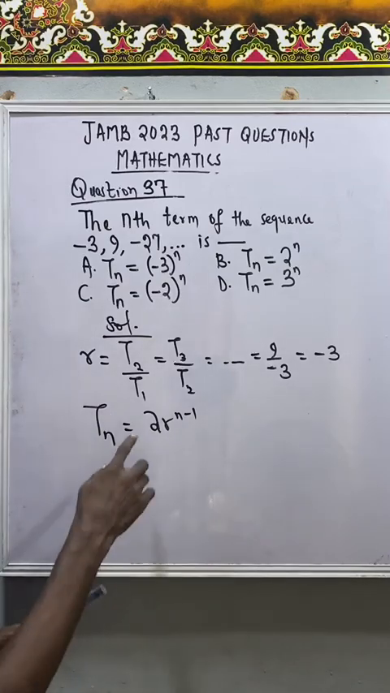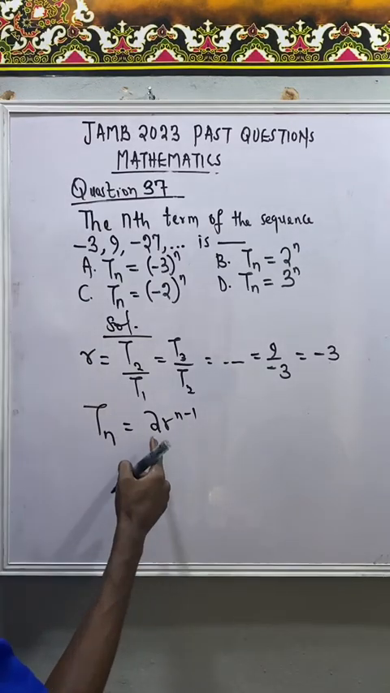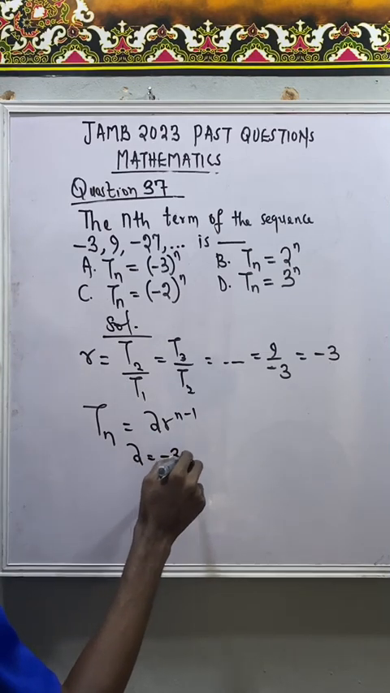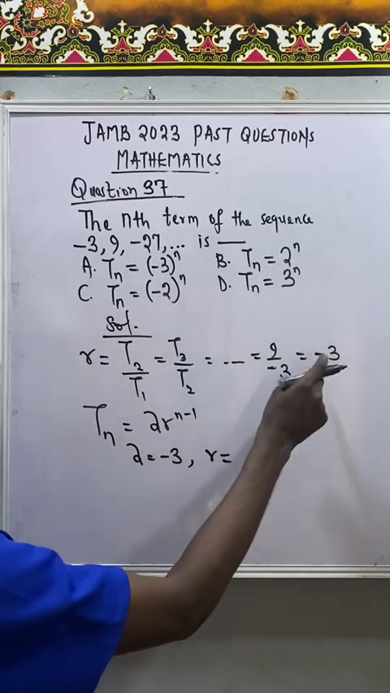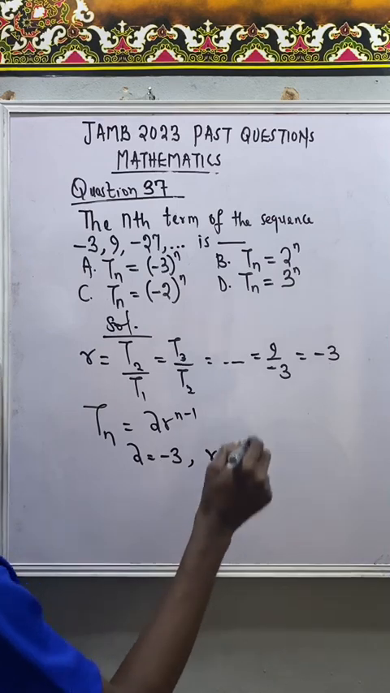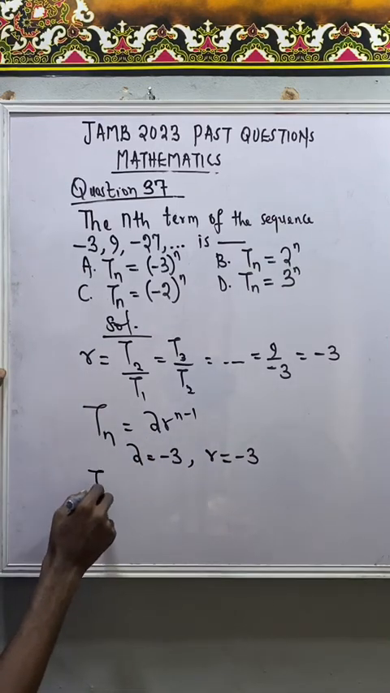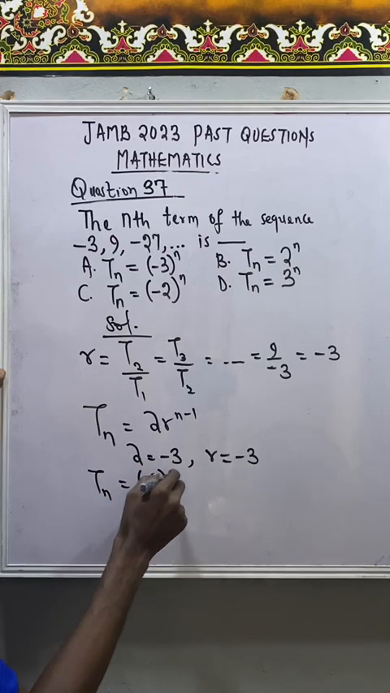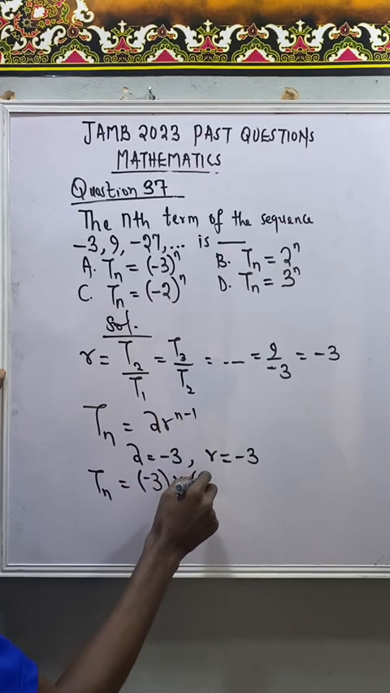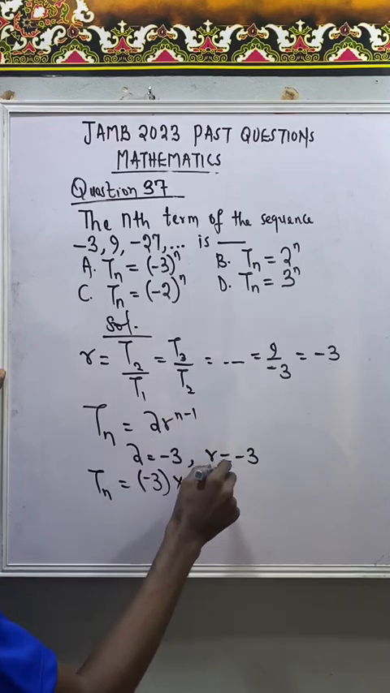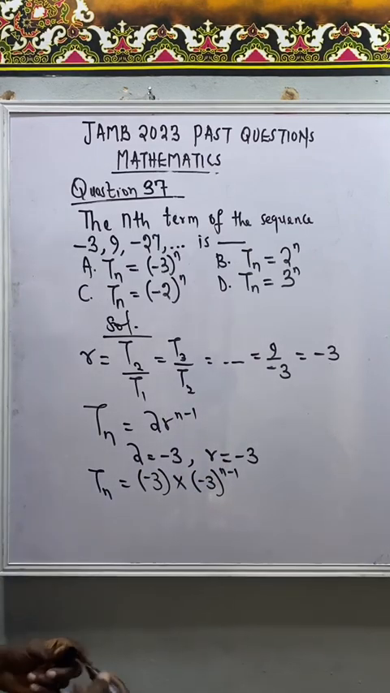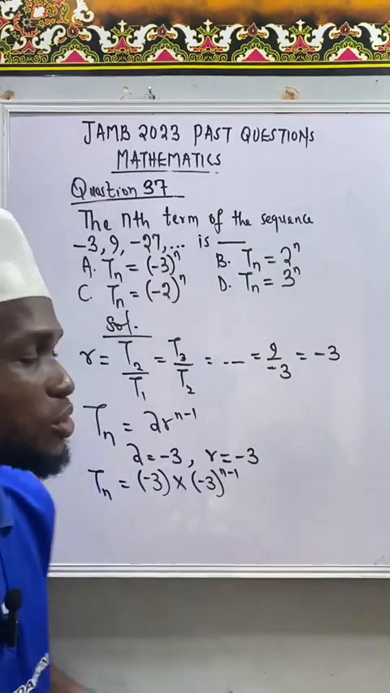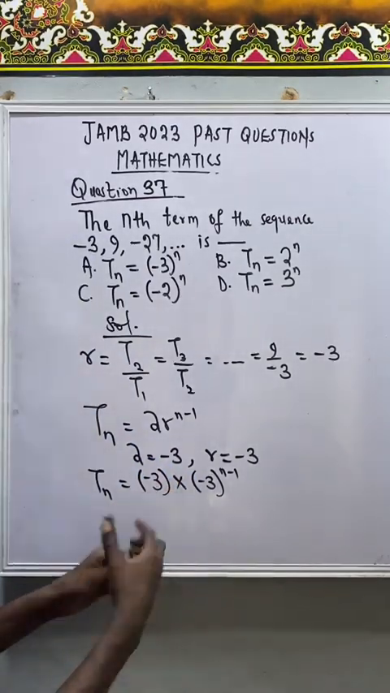In this case, let's substitute what we have. Our A represents the first term, and the first term in this case is minus 3, and the common ratio R is minus 3. Let's substitute both in the formula. We have A as minus 3 times R, which is also minus 3, raised to the power of n minus 1. Good. Since these two numbers are the same, we can use the rule of indices to combine them.